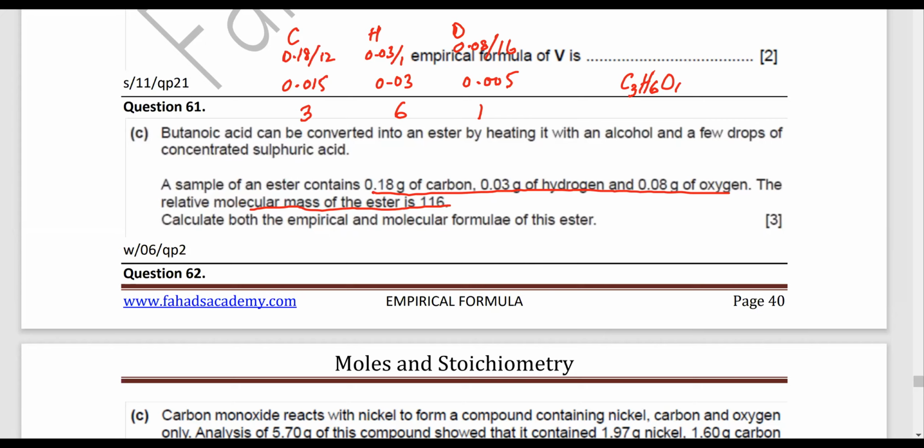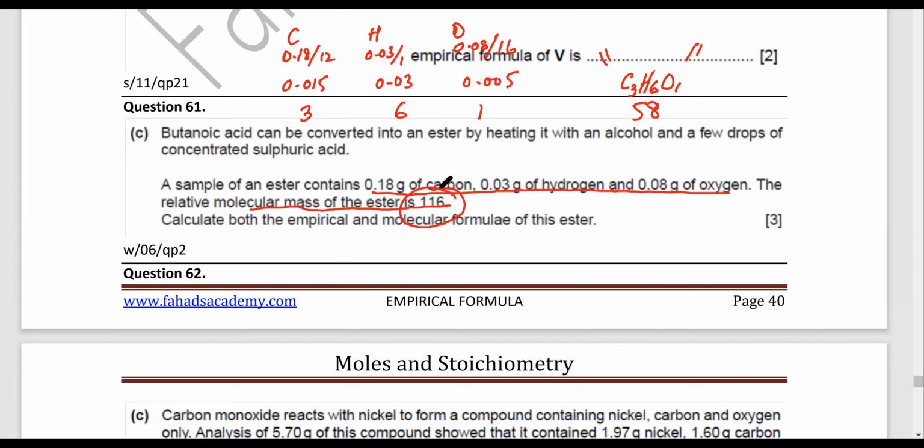First find its total mass. 12 into 3 is 36. Plus there's 1 oxygen, so that's 16. So 36 plus 16 is what? 52, so I think it's 58. So the empirical formula has a mass of 58. What is given as the molecular mass? 116. That's given as 116.